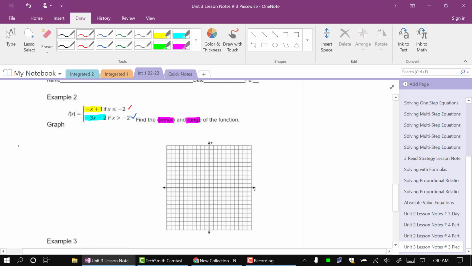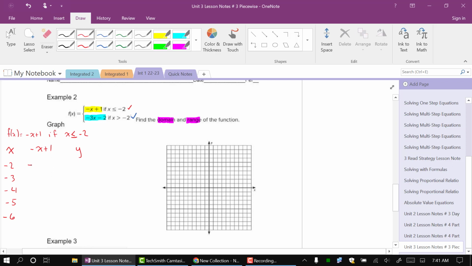So let's start off with the table for the first one. So we want to find the table when f of x equals negative x plus 1 if x is less than or equal to negative 2. So we have my x values. That's going to be negative 2, negative 3, negative 4, negative 5, and negative 6. We have our function that we're putting it in, negative x plus 1. And then we have our y values that come out of that.